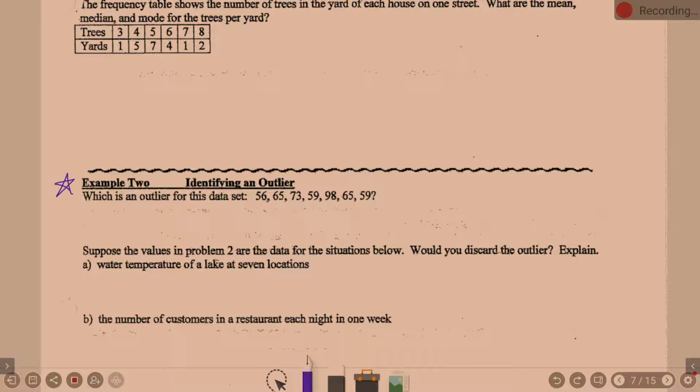All the others are what? 50s, 60s, a low 70, and then you have 98. So 98 would be an outlier, wouldn't it? And not every group of data is going to have an outlier, but 98 is, what, 25 higher than the next value here? So that's a pretty good outlier.